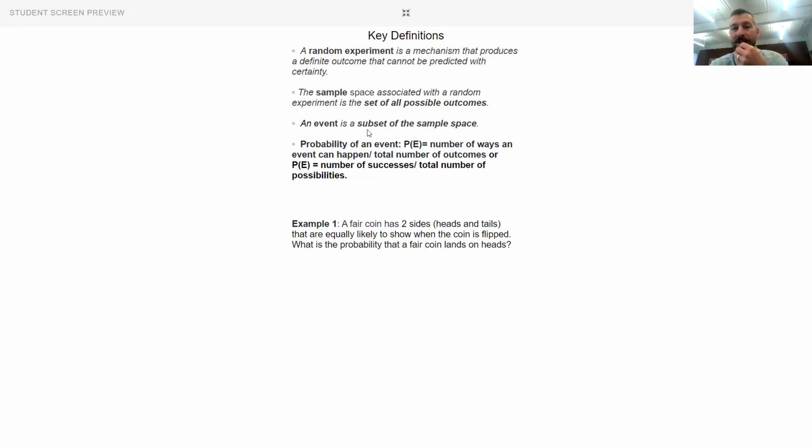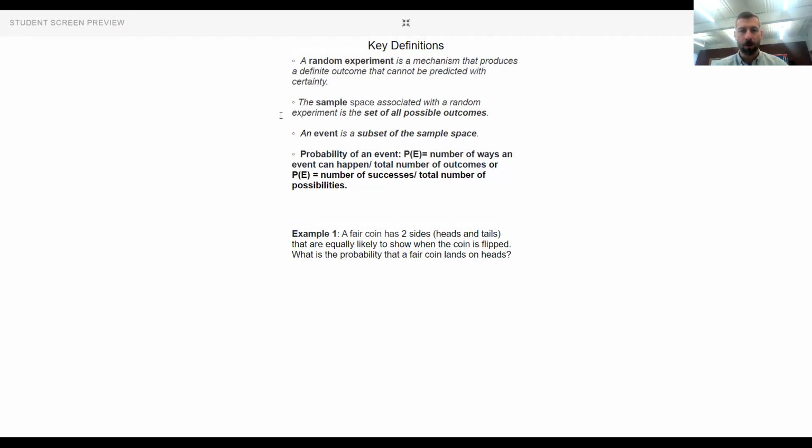If we use the word event, that's one of the possibilities. And we can write the probability of that thing happening as P of E, whatever that thing is. Okay, and we're going to write this as a fraction, but I'll go over that. And the first example is a fair coin has 2 sides, heads and tails, that are equally likely to show when the coin is flipped, which is necessary information. And so we want to know what is the probability that the fair coin lands on heads.